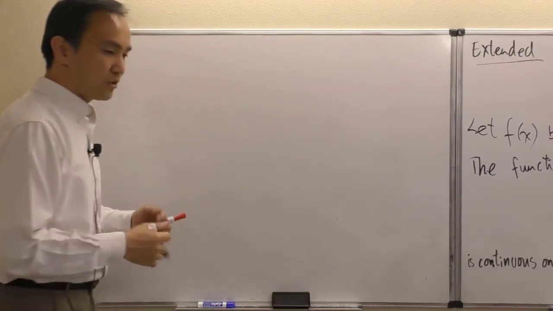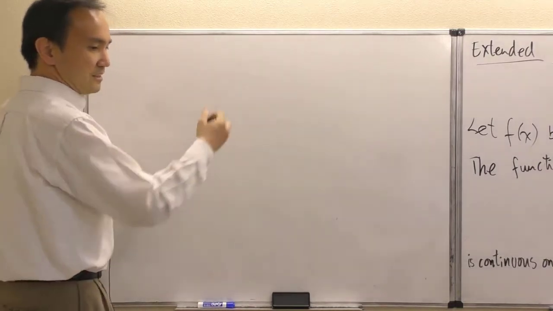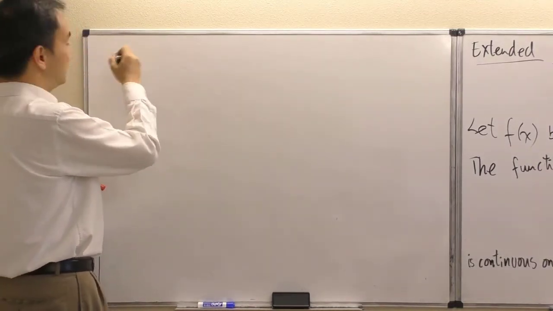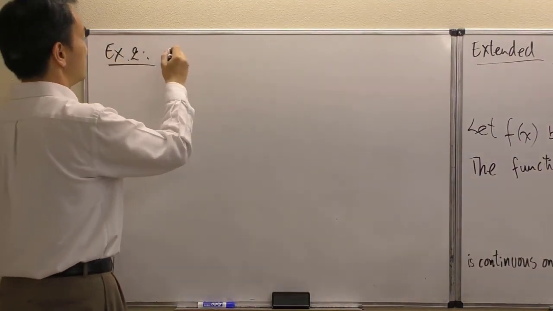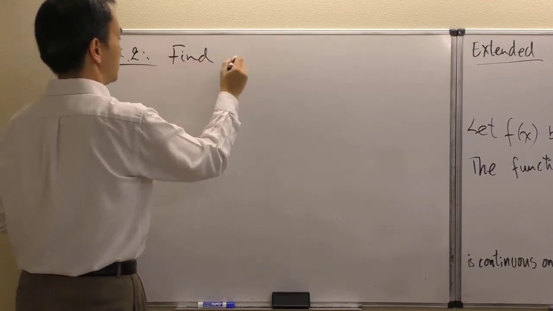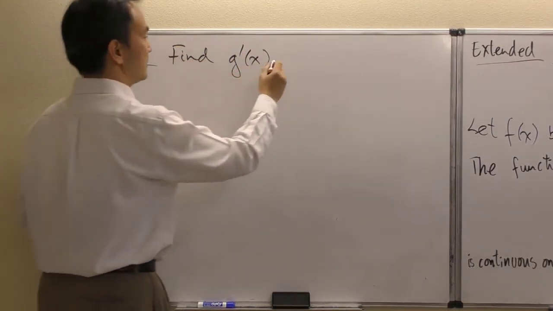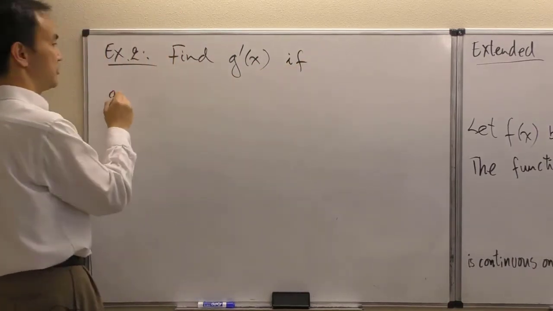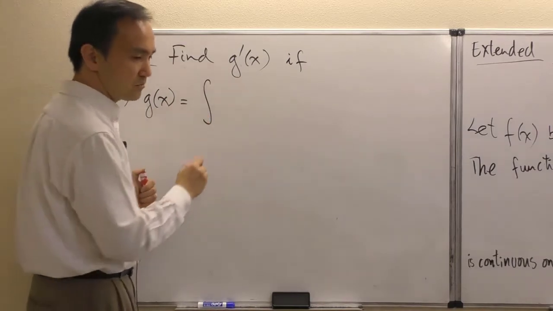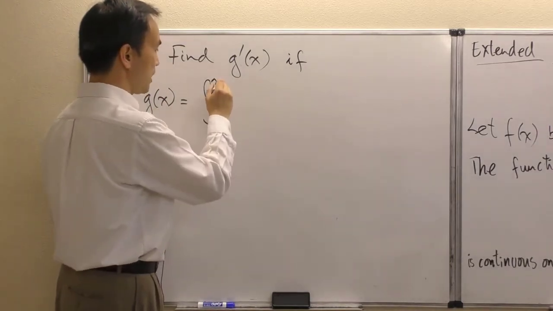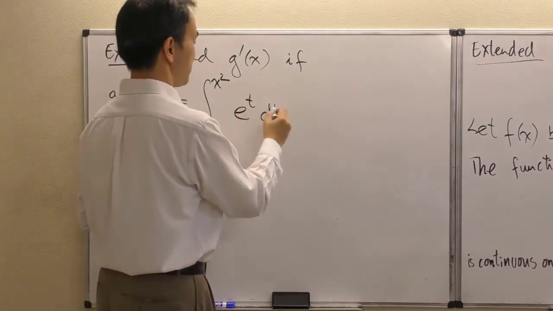All right, so here we are at example 2. Now I want to find g prime of x again, where g is defined as follows. It's an accumulation from 0 to x squared on the function e to the t dt.